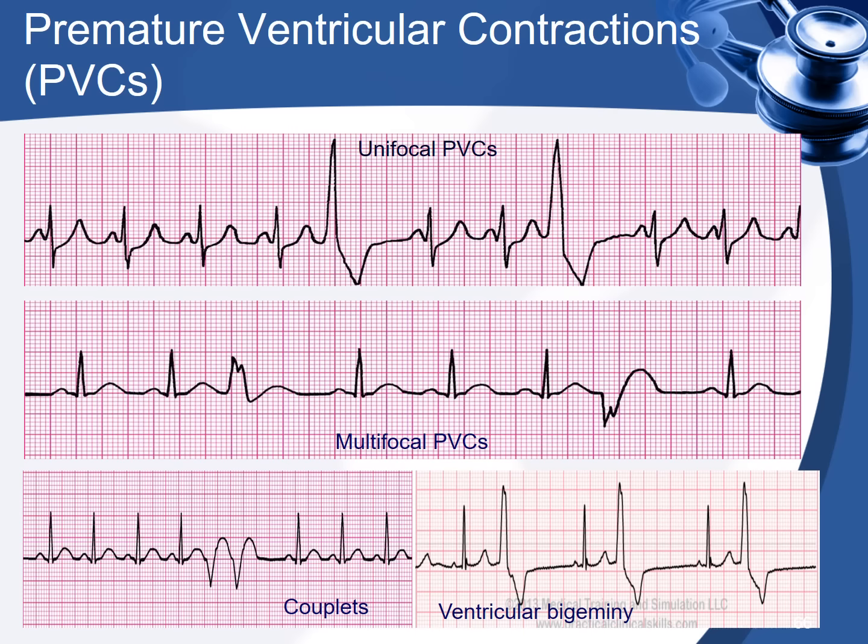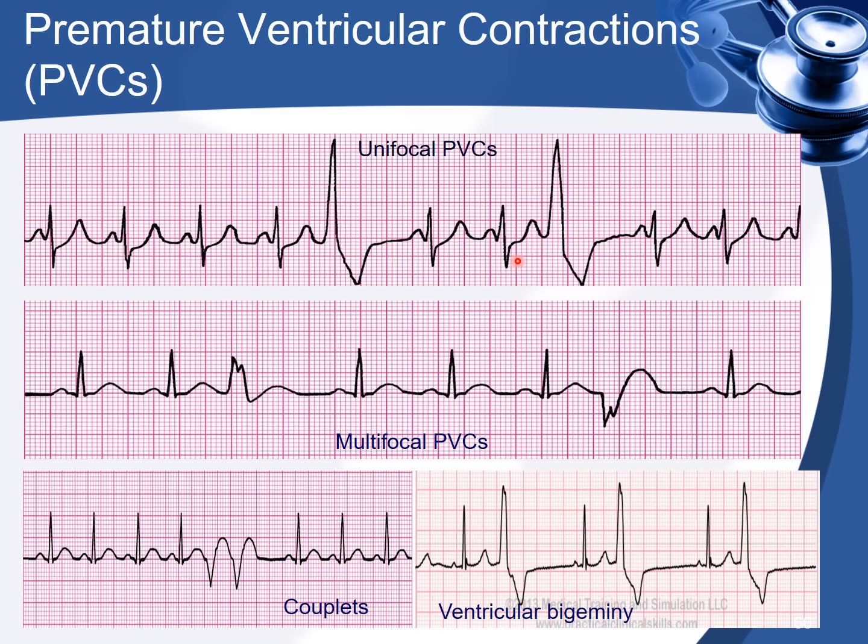So let's look at premature ventricular contractions. Like the premature atrial contractions, these are early beats. These are also coming on that relative refractory period. So if you look on the top strip, these are called unifocal. If you look at this premature beat and this premature beat, they look the same. They're coming from the same area, the same focus. So this is the one that we worry about not as much as the other ones.